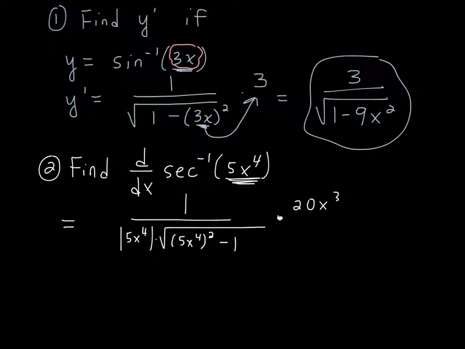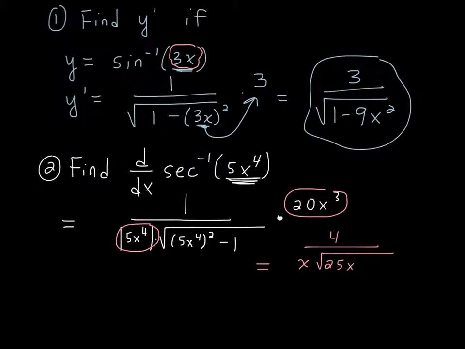Now we can clean this up a little bit. We could take this 20x cubed, and then the absolute value of 5x to the fourth is just going to be 5x to the fourth. And so that'll actually divide into that. We can do the 20 divided by the 5. That's going to leave us with a 4 up top. And the x cubed and then the x squared in the denominator, they will divide each other out and leave us with an x out in front. And then on the inside of our square root, we would have 25x to the 8th minus 1. So if this is multiple choice, this is what you're going to see for your final answer.